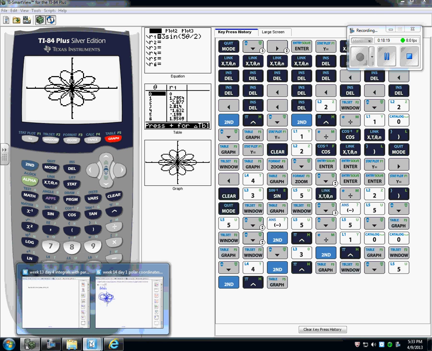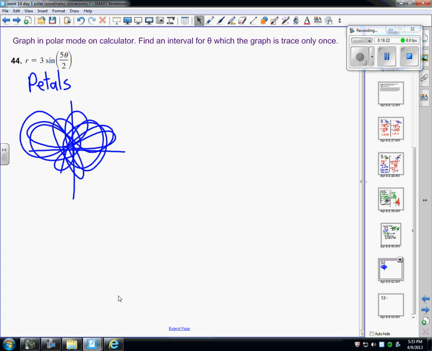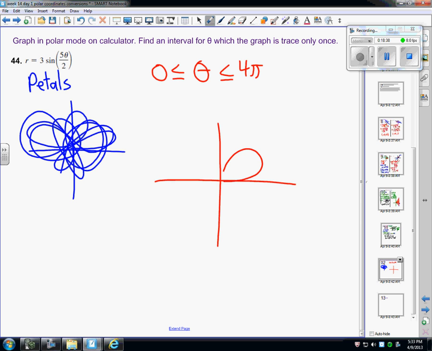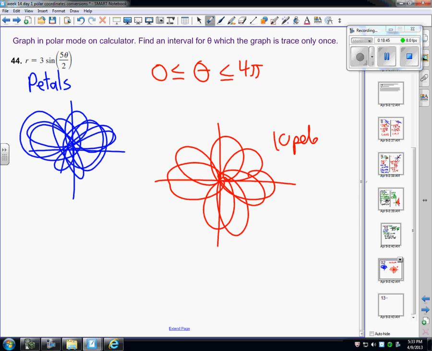So the question said, graph in polar mode, check. Find the interval so it only traces it once. And that interval, to me, was that one. Okay? And it gave you a thing with 1, 2, 3, 4, 5, 6, 7, 8, 9, 10 petals. So that's the best I can do. Okay? And again, if it went past the 4 pi, it would have just been lapping that same flower again and again. So hopefully those were some good examples for you guys to practice on.